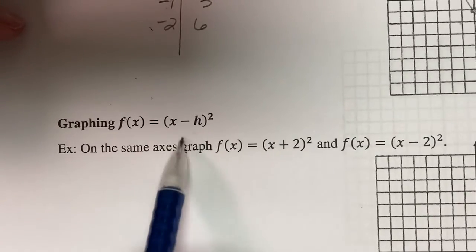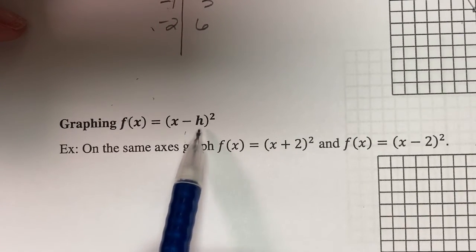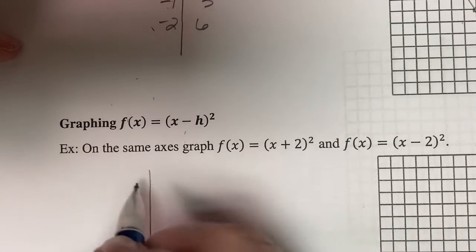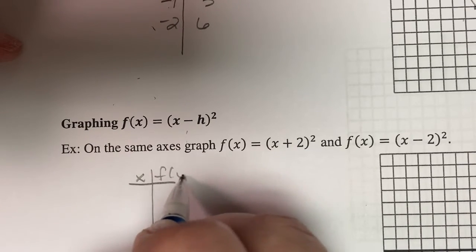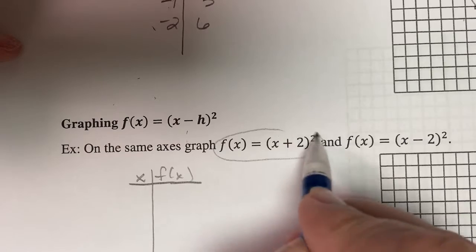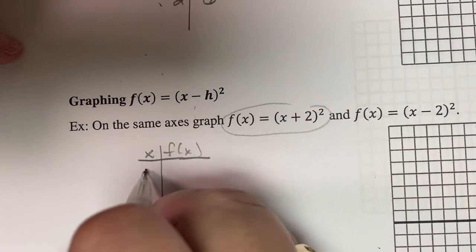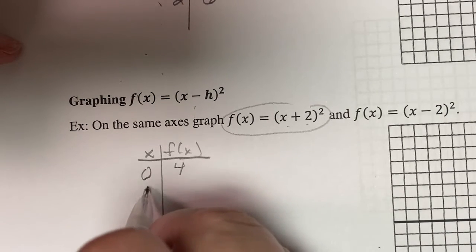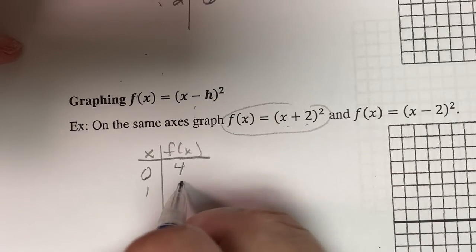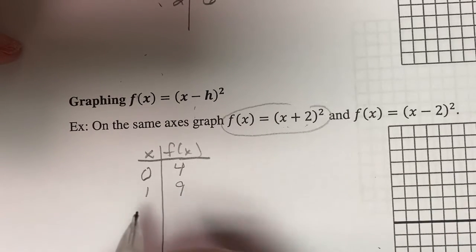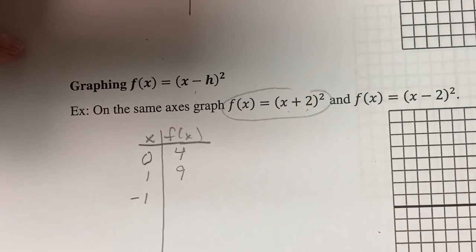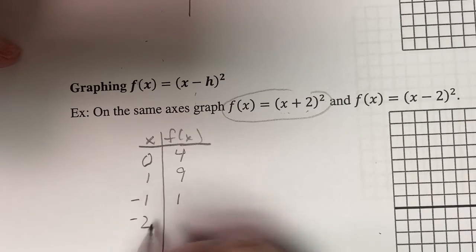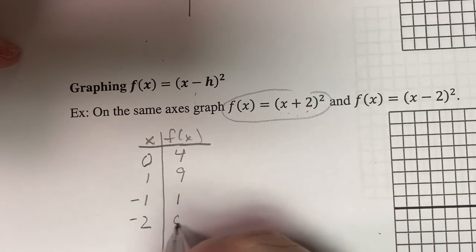All right, so now let's look at this one. What happens if the shift is within the parentheses? Well, again, for the first one, I want you to see it by making an f of x chart. So we're going to be graphing this one right here. If I plug in 0, 0 plus 2 is 2 squared is 4. If I plug in 1, I'm going to get 3 squared, which is 9. So I'm just going to start getting bigger and bigger. So I need to go the opposite way, which is -1. If I plug in -1, I get 1. If I plug in -2, you can see I'm going to get 0.